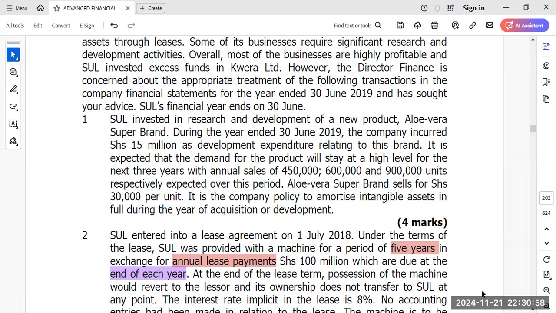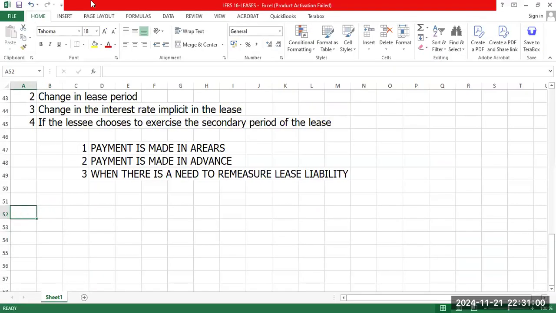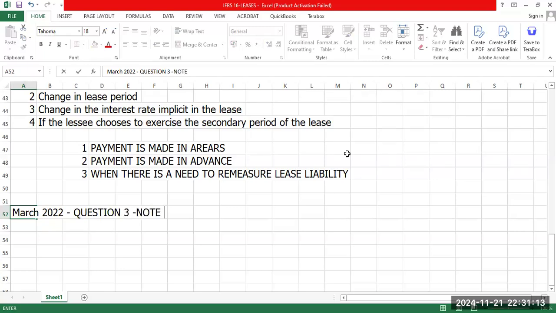So this is the March 2022. Question what? Question 3, not, is it not 2, not what? Not 2, eh?